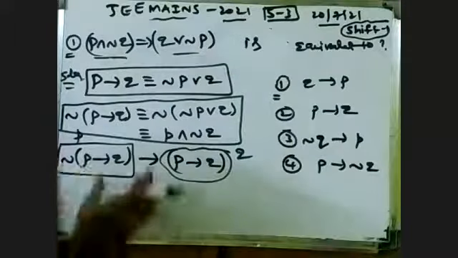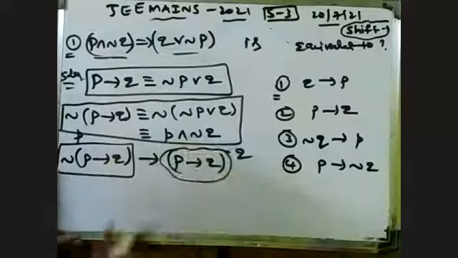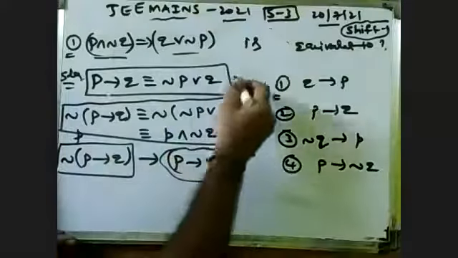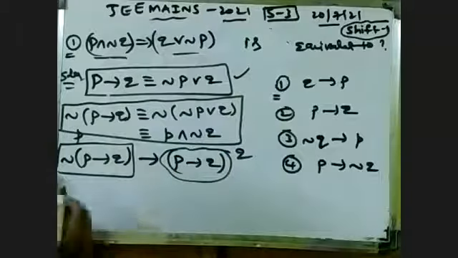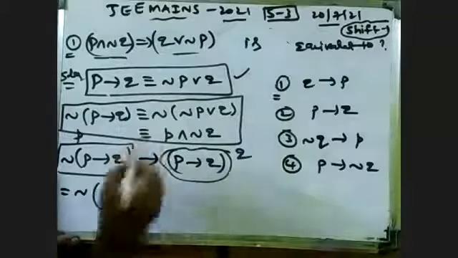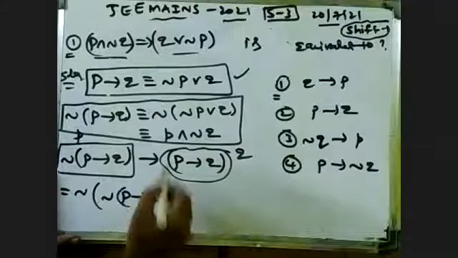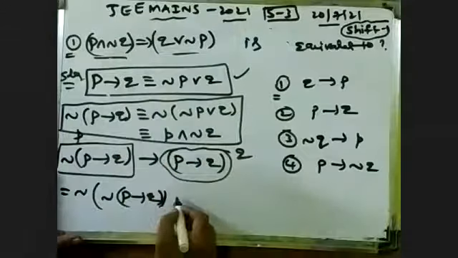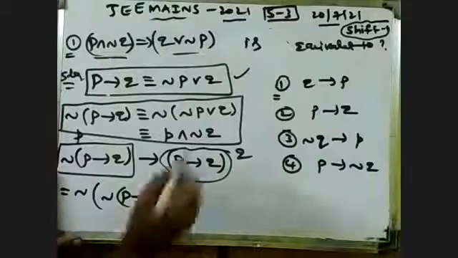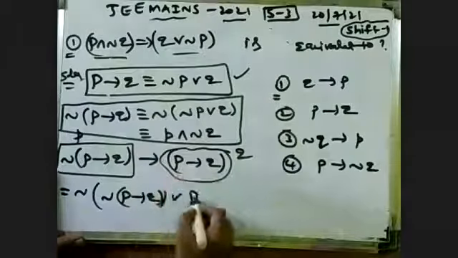This entire I consider as P, and this entire I consider as Q, and I apply this formula. So this is nothing but negation of P implies Q. Negation of P, and also disjunction Q. Q as it is you write out. You get like this.